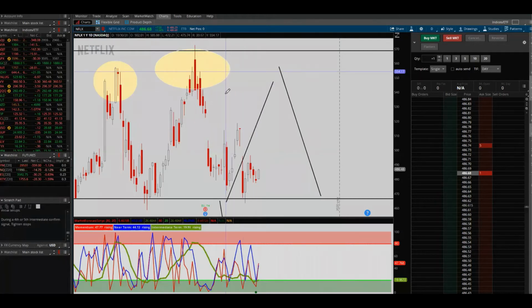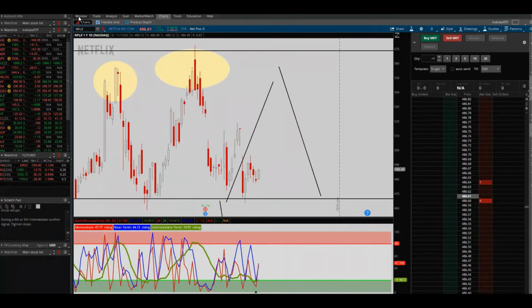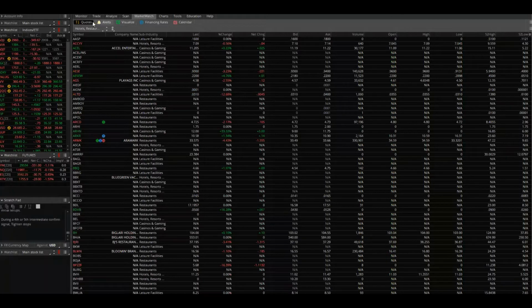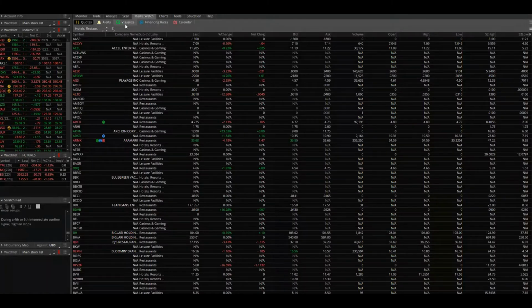Okay, so we're gonna talk about how to place a trade in the Thinkorswim platform. So we've got our monitor tab, trade tab, analyze, scan, market watch, charts, etc. There's a lot of information in all these tabs, just a plethora of information. You can spend quite a bit of time here. This is how you scan for stocks. This is great to check out what's going on in the market at the moment.